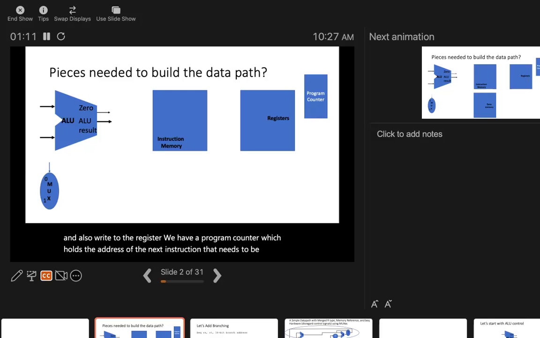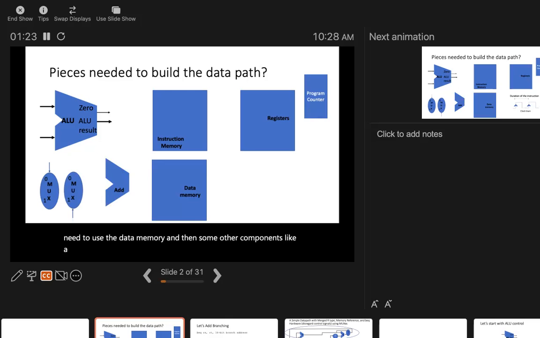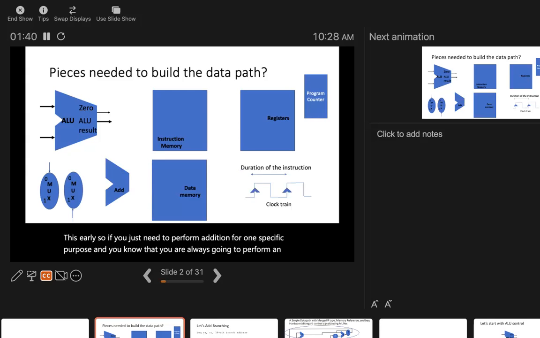We have our program counter, which holds the address of the next instruction that needs to be fetched, and that goes into the instruction memory. We have our data memory. If we are using a load or store word instruction, then we would need to use the data memory. And then some other components like a standalone adder, perhaps, because we do not need to replicate this clunky ALU unit all the time. It's a dense piece of hardware, this ALU. So if you just need to perform addition for one specific purpose, and you know that you are always going to perform an addition, why not use a simple adder? Why replicate the ALU unnecessarily?